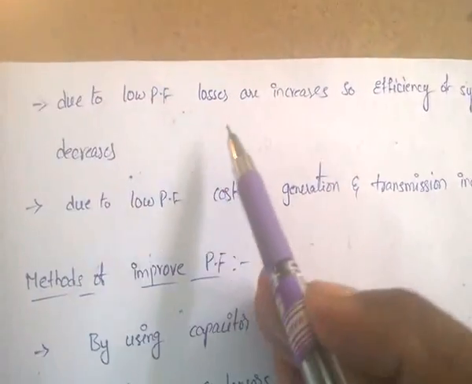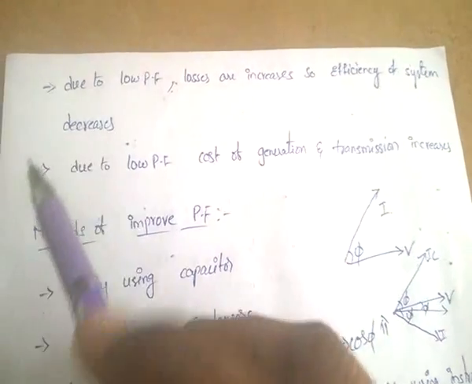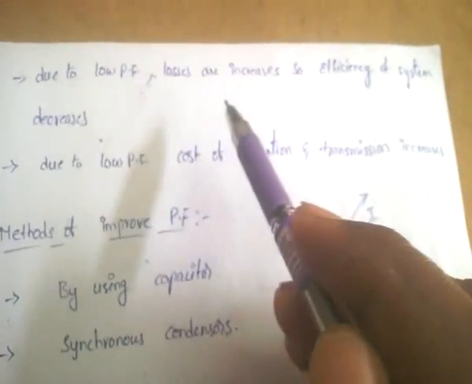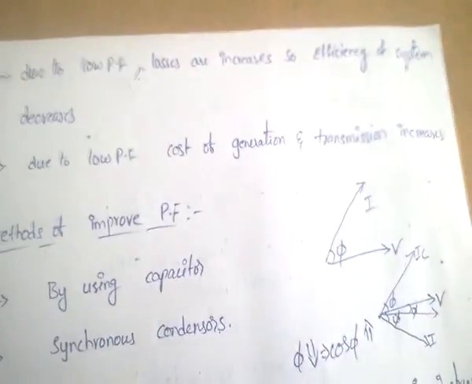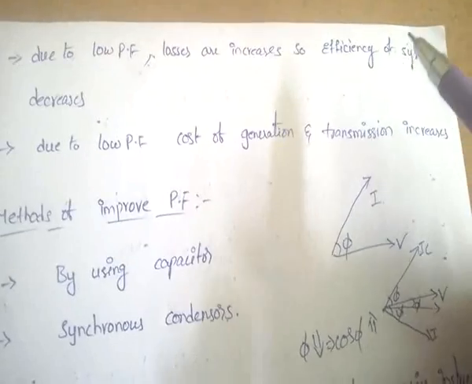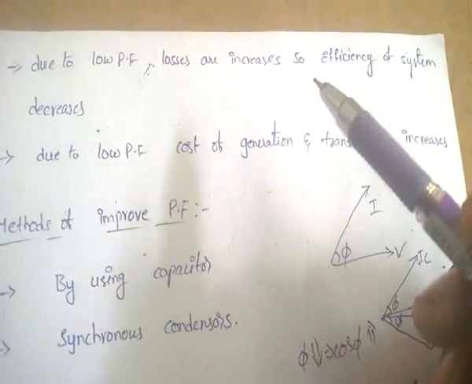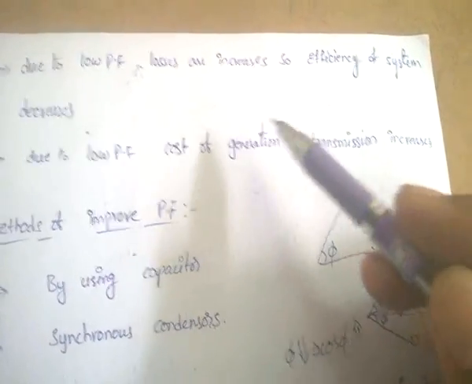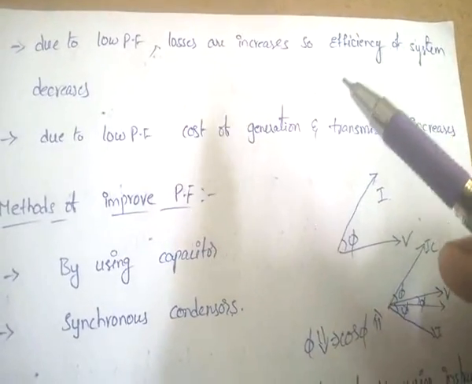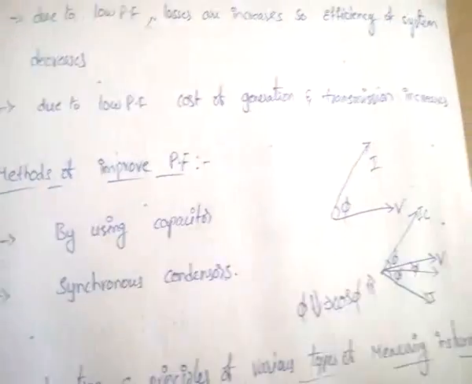Due to this low power factor, losses increase. So the efficiency of the system decreases. As losses increase, efficiency decreases, which means the cost of generation and transmission increases.